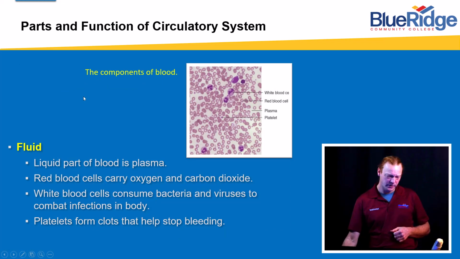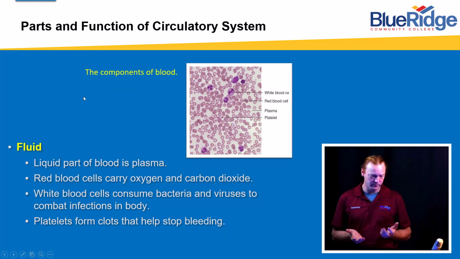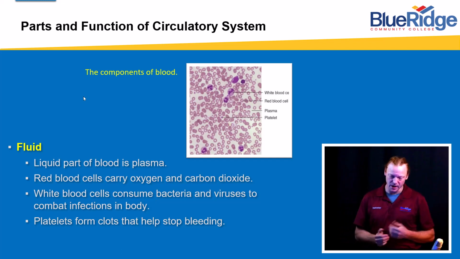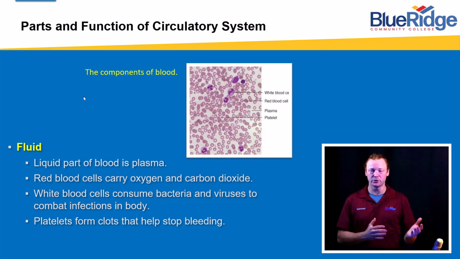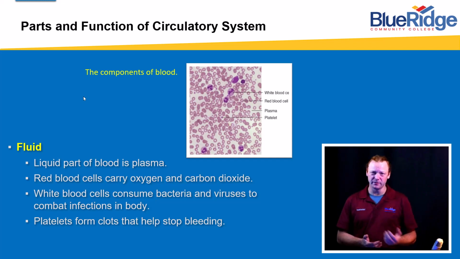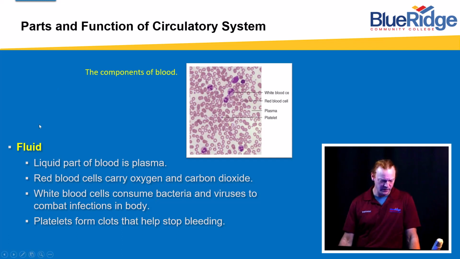So the fluid part of our blood is called plasma. The red blood cells in our blood carry the oxygen and carbon dioxide. They are our transport vessels. Our white blood cells consume bacteria and viruses to combat infections in the body. And then our platelets are kind of like our internal Band-Aids. They form our scabs, our clotting factors, and help stop bleeding.